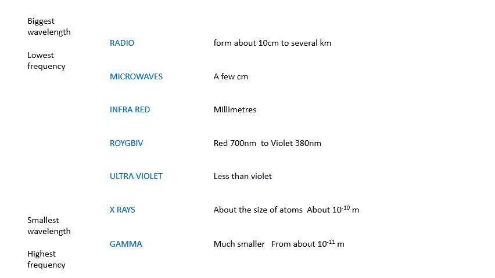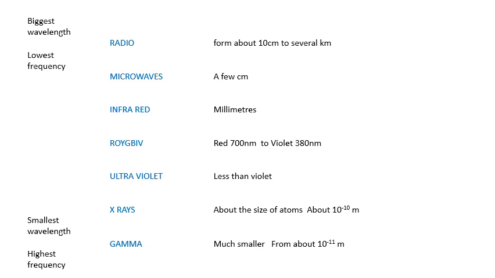What do you need to know about the different waves? Well, radio has the biggest wavelength and the lowest frequency. Gamma has the smallest wavelength, the highest frequency. You should definitely be able to write that list. In terms of wavelength, this is what I remember, which serves me well. So radio, big wavelengths, can be several kilometers, down to about 10 centimeters. You know, the short wave, medium wave, long wave. There's lots of different kinds of radio waves.